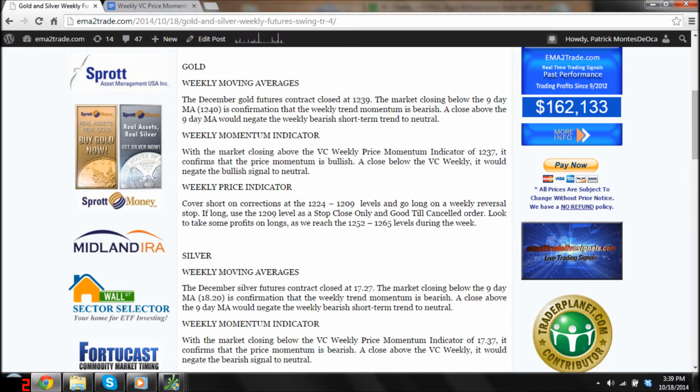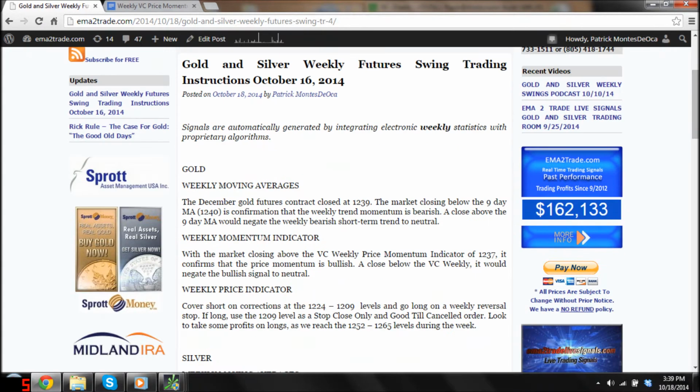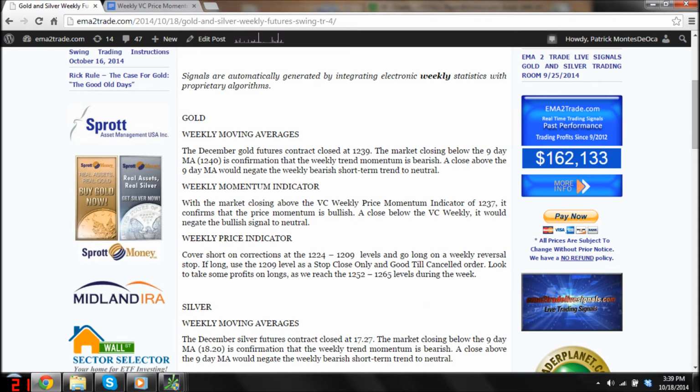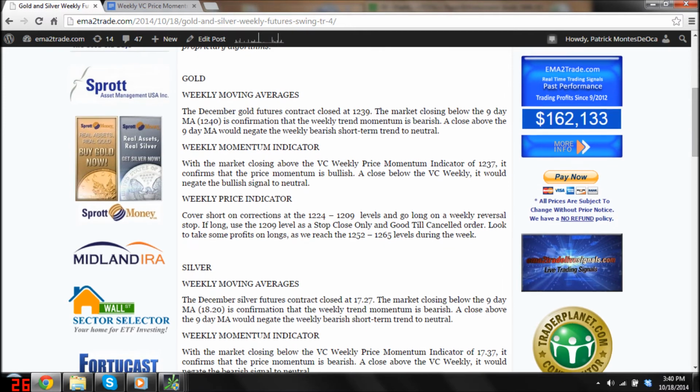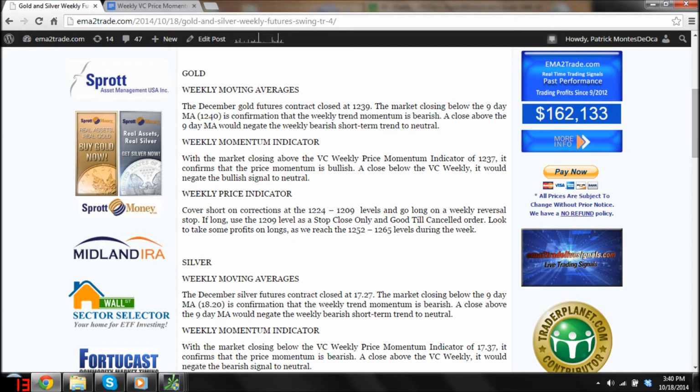These signals are automatically generated by integrating electronic weekly statistics with proprietary algorithms. And for the gold market, what these algorithms or this report basically is describing is the components that make up the VC price momentum indicator. For gold, the weekly moving averages.